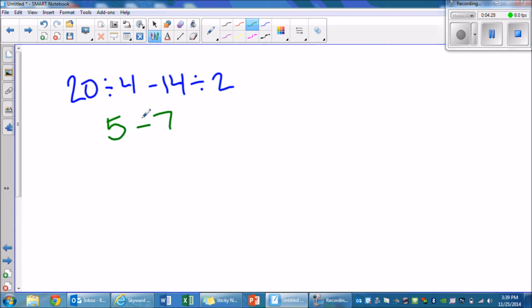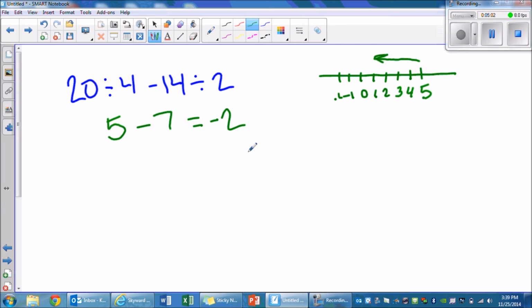So be very, very careful here. A quick review with integers. If you only have $5 and you try to subtract 7, you're going to go into debt. So remember that this would be like starting at 5 on the number line, and then you're subtracting 7. So you're going to go this direction 7. 1, 2, 3, 4, 5, 6, 7. Okay, this would be 4, 3, 2, 1, 0, negative 1, negative 2. So 5 minus 7 is negative 2.